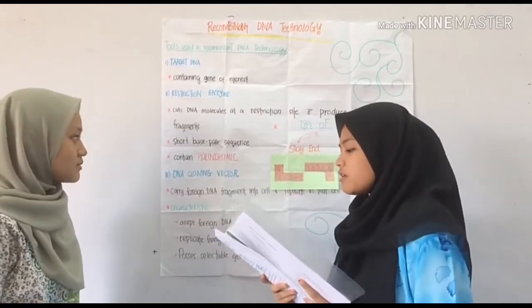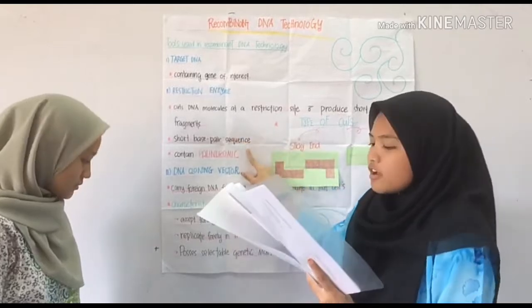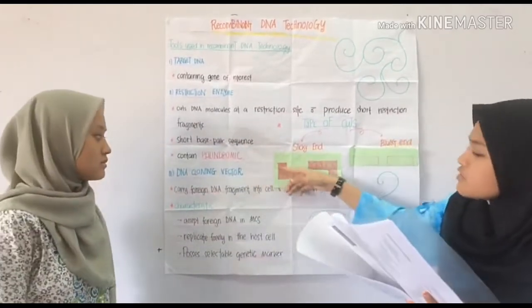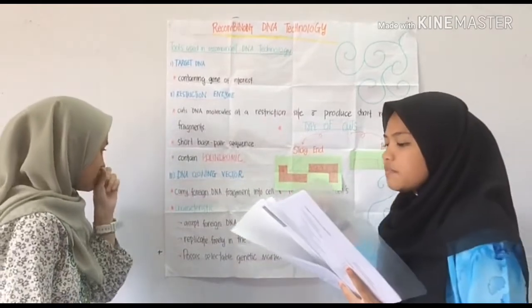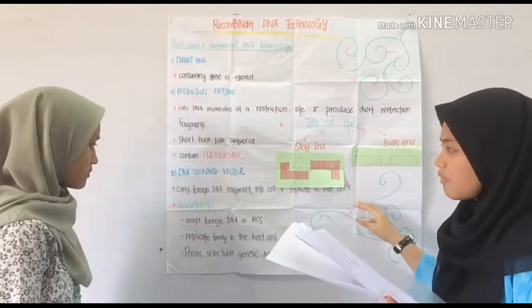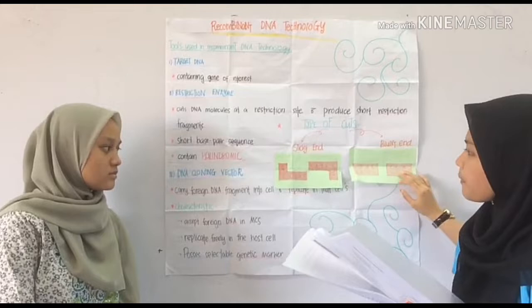Restriction site is a short base pair sequence. Restriction site contains a palindromic sequence. Palindromic is where the same sequence of bases is found on both DNA strands but in opposite direction. There are two types of cuts, sticky end and blunt end.